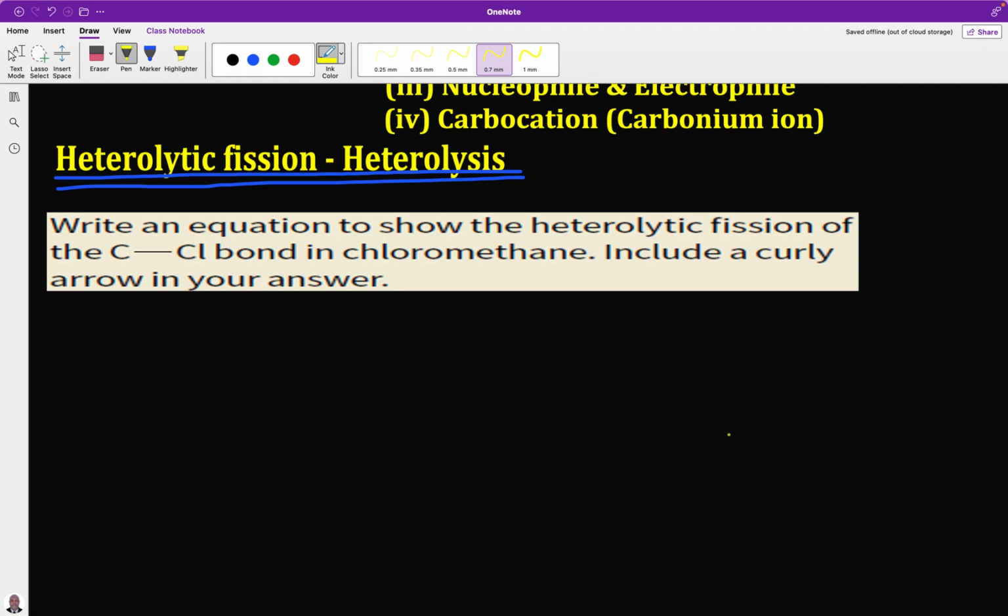In other words, in heterolytic fission, the more electronegative element, or the more electronegative atom in that covalent bond, takes both electrons in the covalent bond. Let me just give an example here. You have an example here, which is: write an equation to show the heterolytic fission of the carbon-chlorine bond in chloromethane.